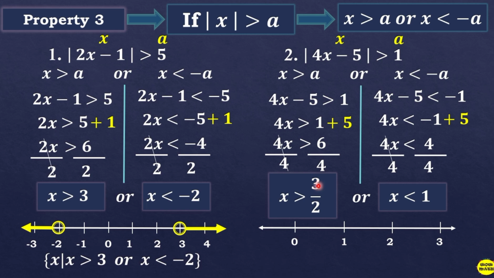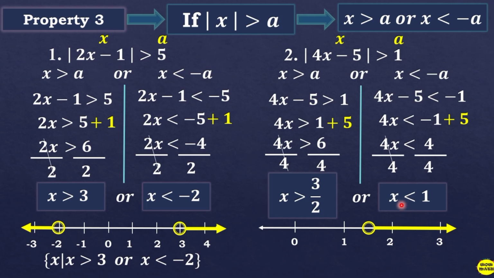Pero actually, 3 over 2 is equivalent to, na-discuss natin to yung converting fraction to decimal. Mas madali kasing mag-plot ng decimal kasi meron siyang exact value. So, 3 divided by 2, so that is 1.5. Dito siya, isa't kalahati. Ayan siya. Okay, so this is hollow kasi wala namang equal sign. And then, since greater than, mas mataas, so pakanan ng graph natin dyan.